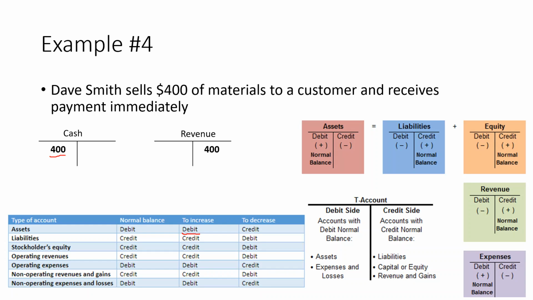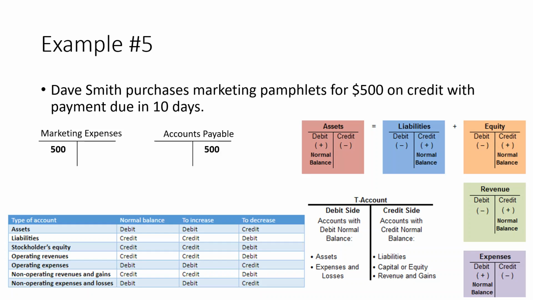It's money that the business earns from selling materials, goods, services. In this case, it's materials. Therefore, it's revenue because it's something the business earned from selling goods and services. So to increase revenue of $400, we have to credit it. We credit revenue to increase revenue. What we see right here. Let's move on to another example.